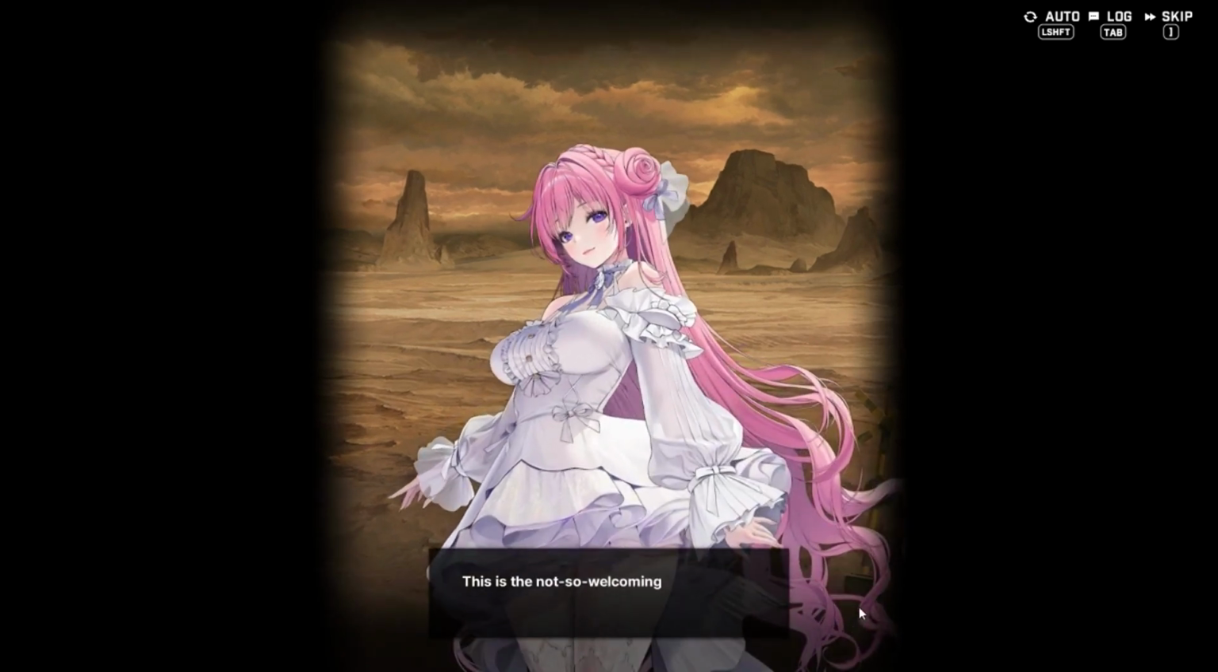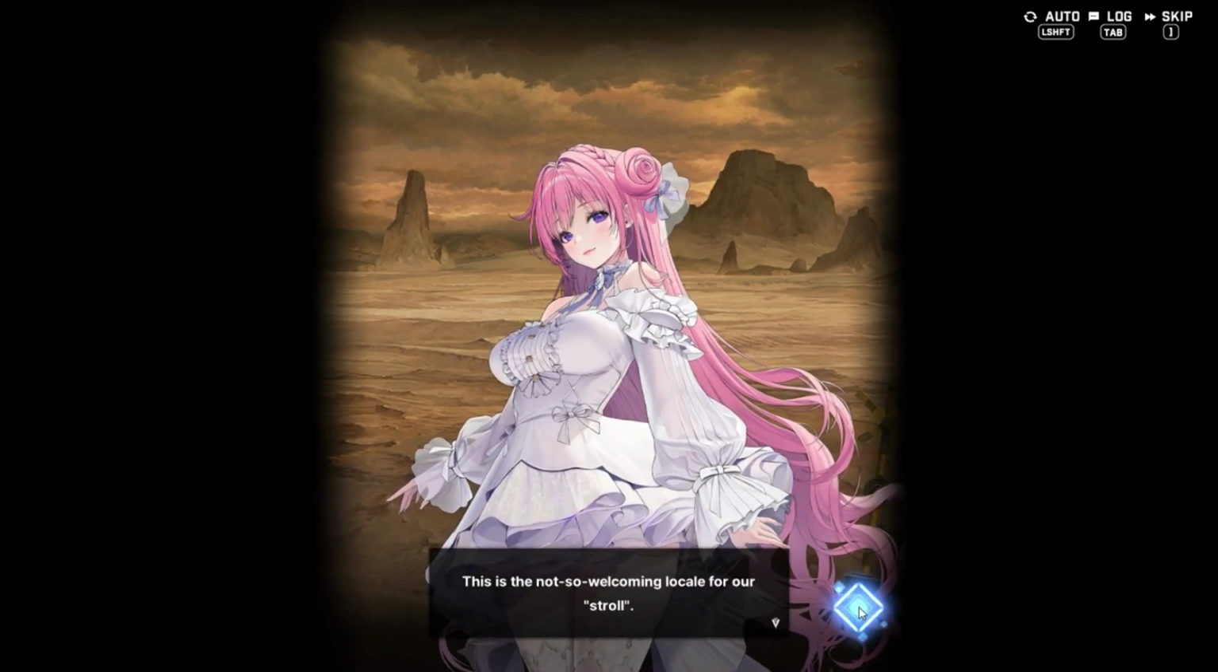As Dorothy and I head out of Eden, the unforgiving desert stretches out before us. This is the not-so-welcoming locale for our stroll.